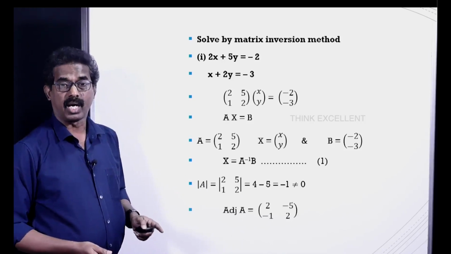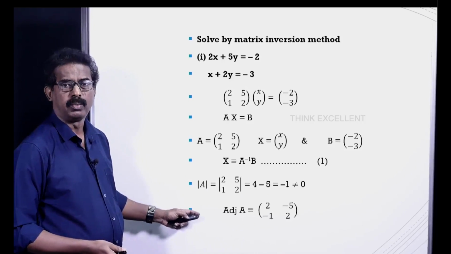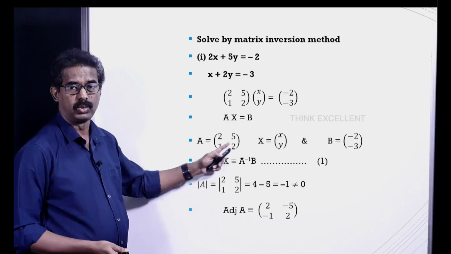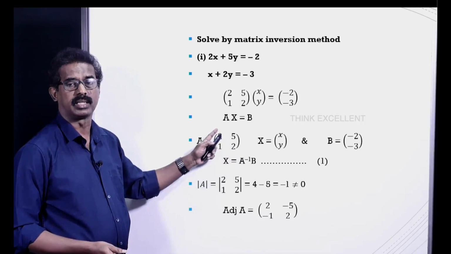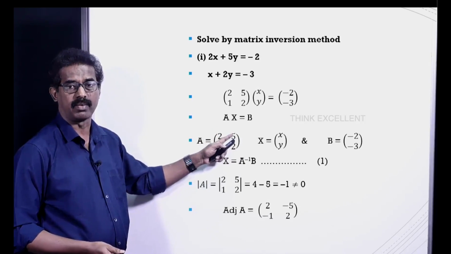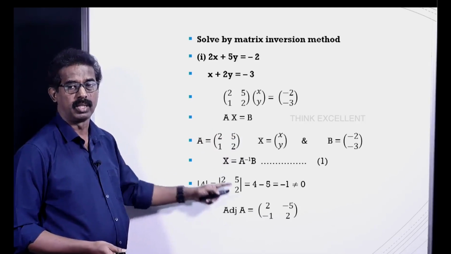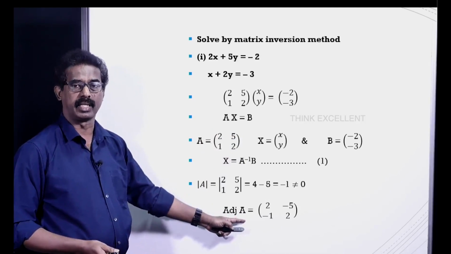Then you write adjoint. Adjoint, you know, what do you do? Principal diagonal interchange. Here 2 and 2, so interchange, no change, right? The other two elements change the sign. 5, minus 5, and 1 you put minus 1, you are getting adjoint A.